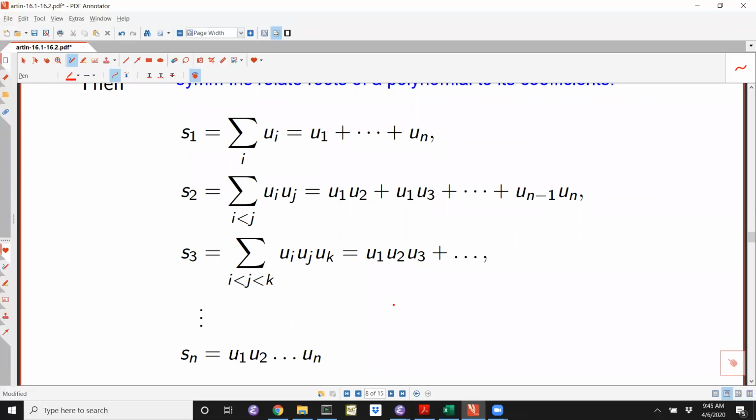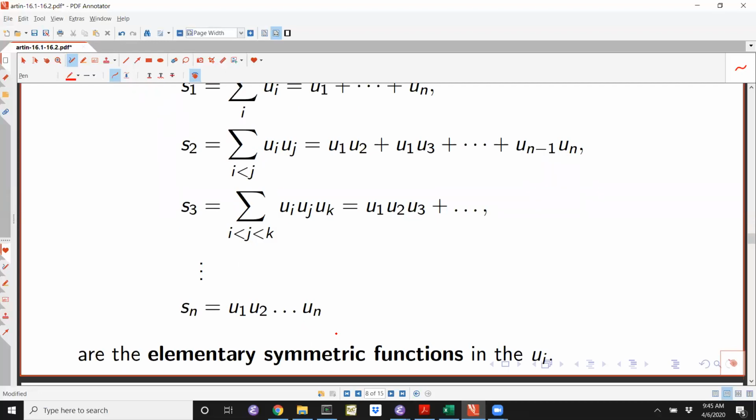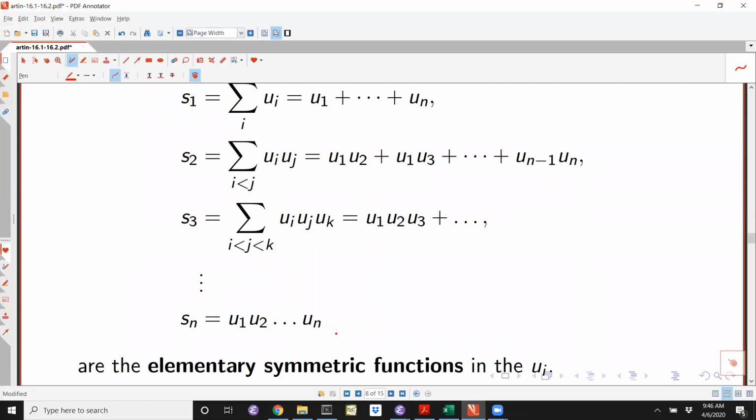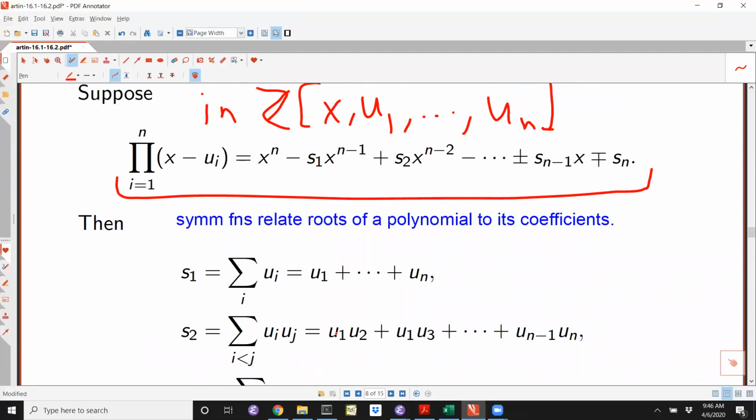And so on down to the nth term, which is all the terms of the form u1, u2, up to un, except there's only one way to order n objects in order, and there it is. So these things are defined to be the elementary symmetric functions in the variables u sub i.